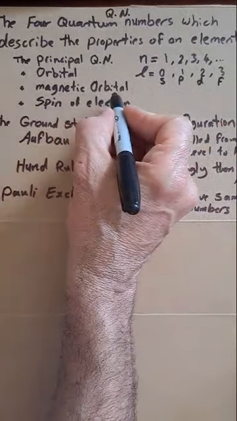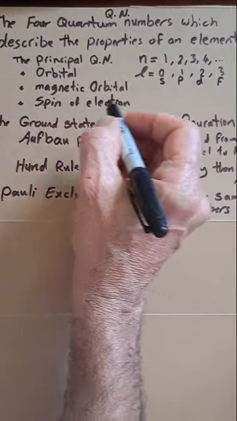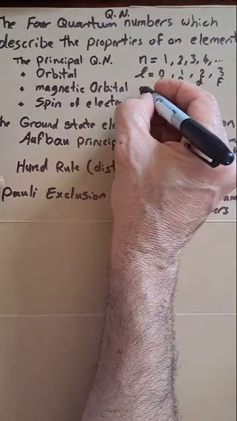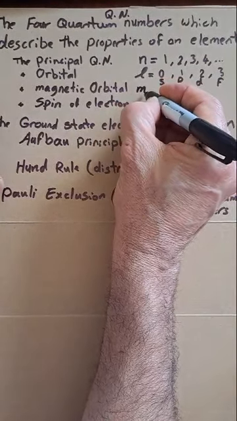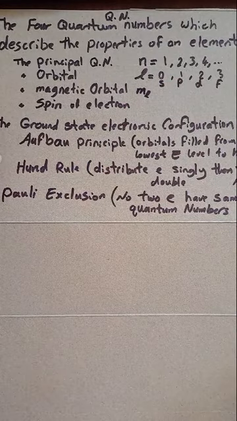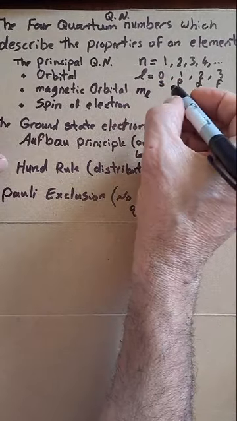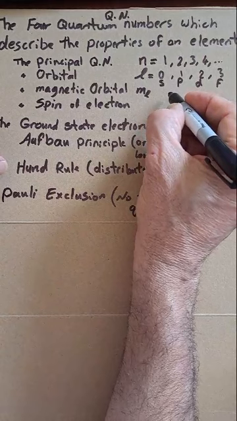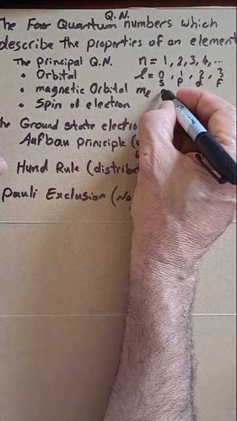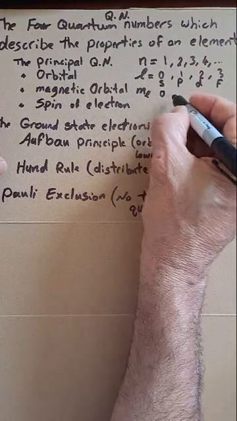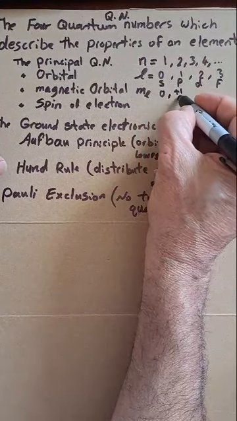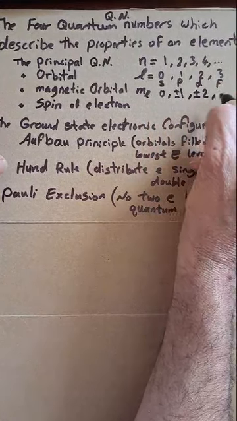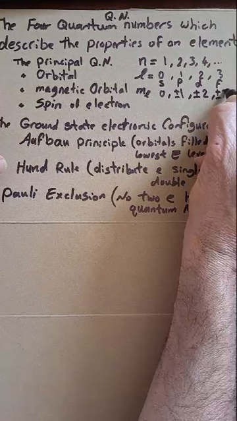The third one is the magnetic orbital quantum number. The magnetic will be m and the lowercase l. So ml is what? It belongs to the orbital. It could be 0, plus 1, minus 1, plus 2, minus 2, plus 3, minus 3.